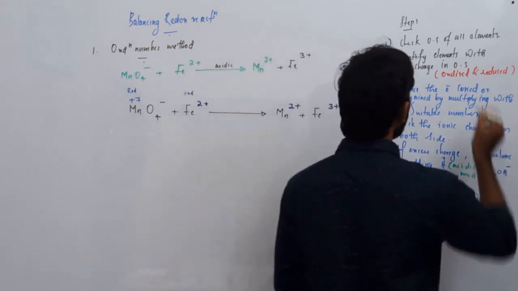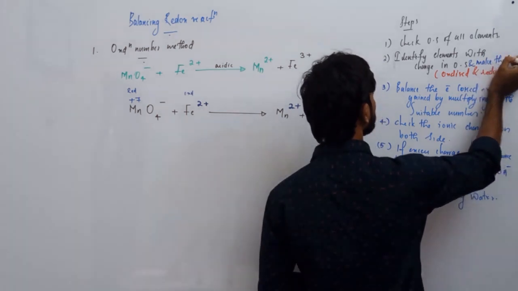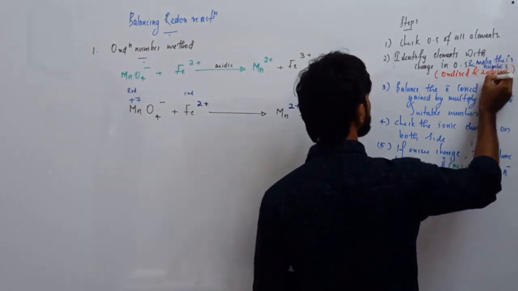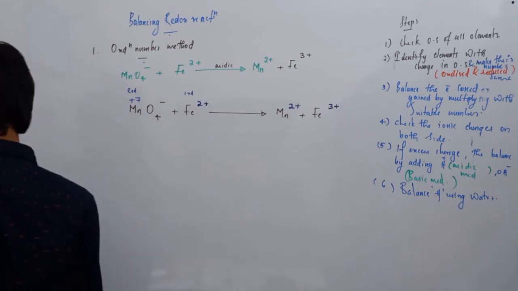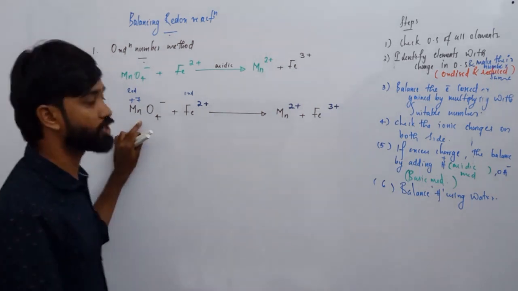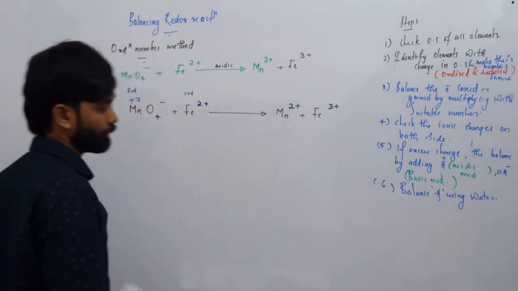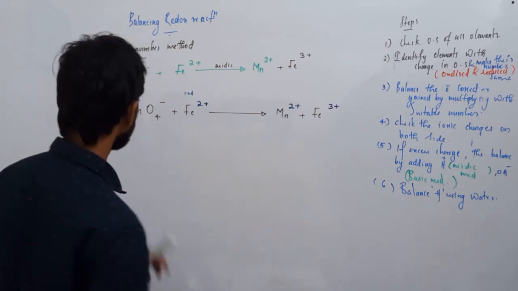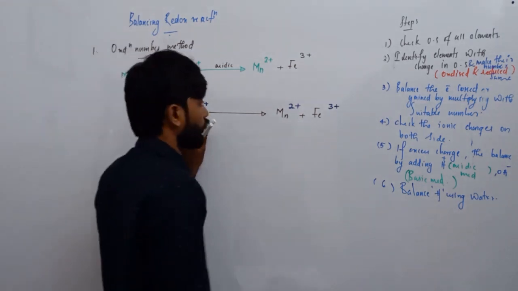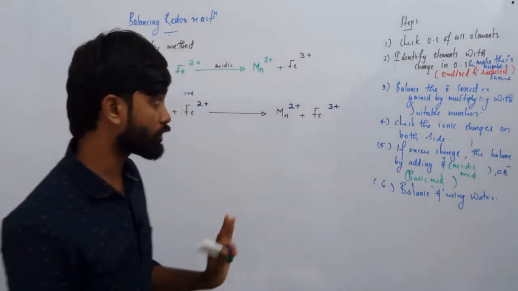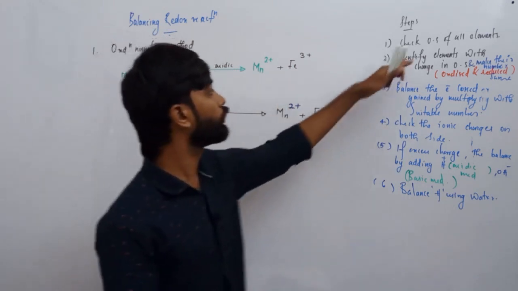Before that, we have a step. Identify the elements with a change in OS and make their numbers the same. Listen. The elements with a change in OS are manganese and iron, right? So their numbers should be the same before you balance the electrons lost and gained. Here 1 manganese, here also 1 manganese. So that's okay. Here 1 iron, here 1 iron. So that's also okay. If it is not okay, say here 2 manganese and here 1 manganese, then you should balance it by 2. Then you go to the next step.